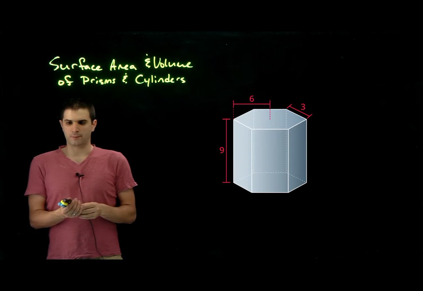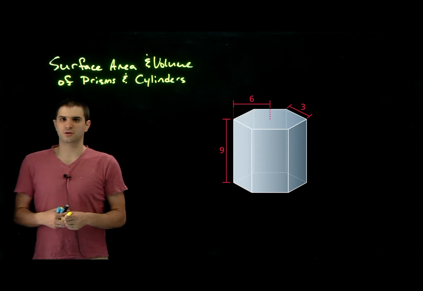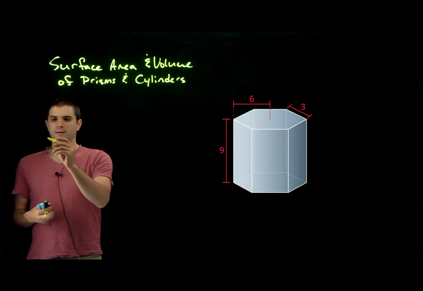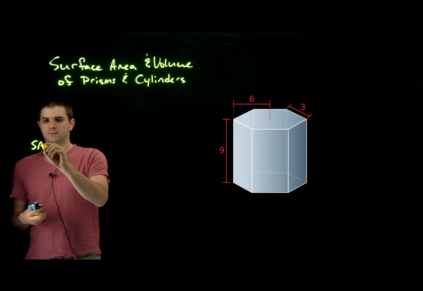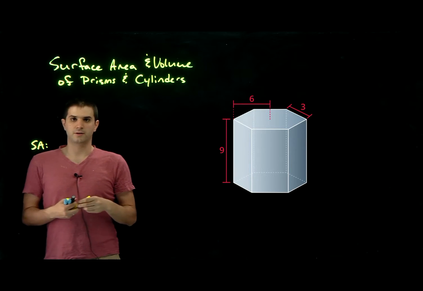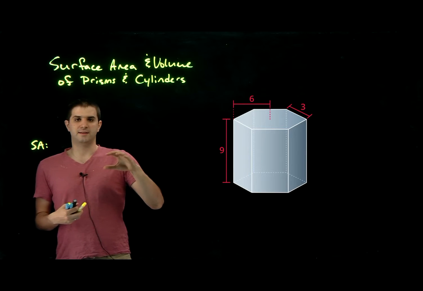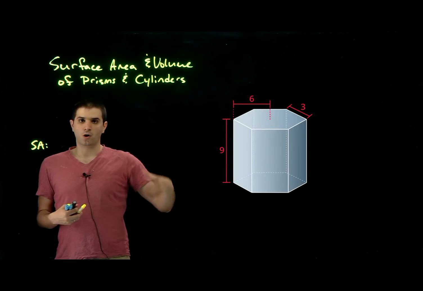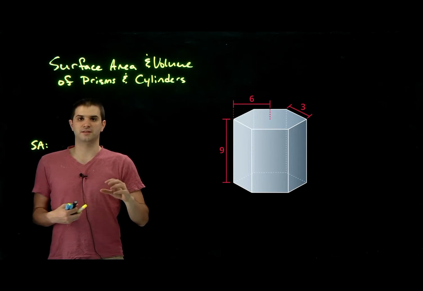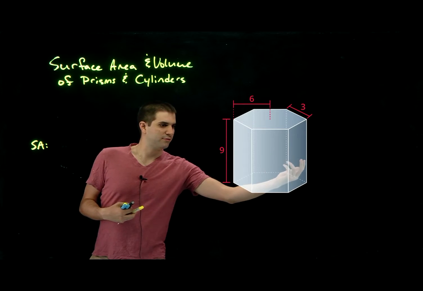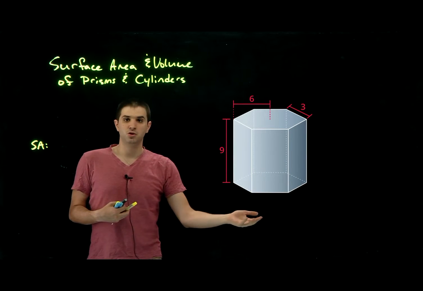So first I want to talk about surface area. All right, surface area I think is the simplest. Surface area is the area that all the surfaces take up. In other words, it's all the faces, and then it's the two bases.